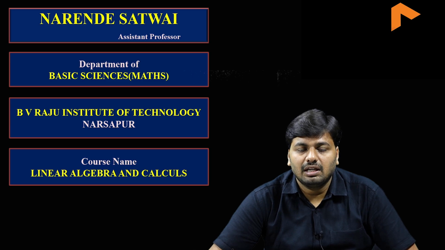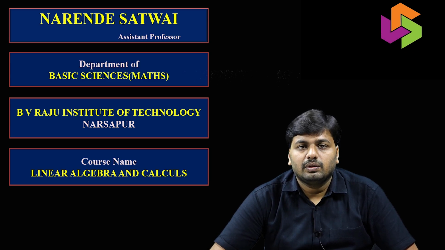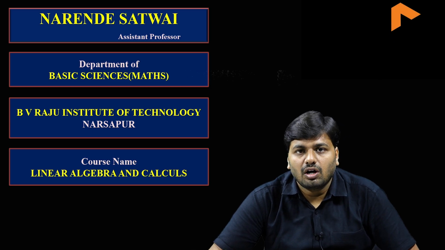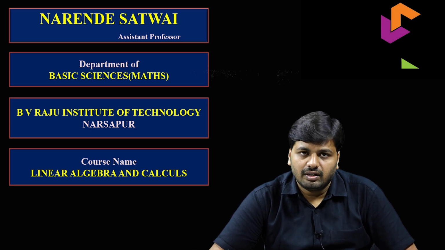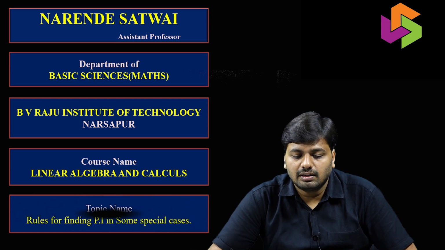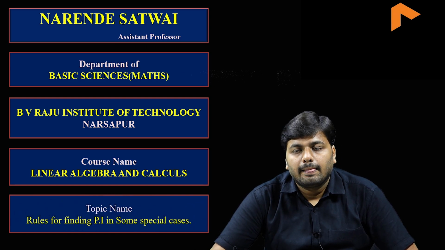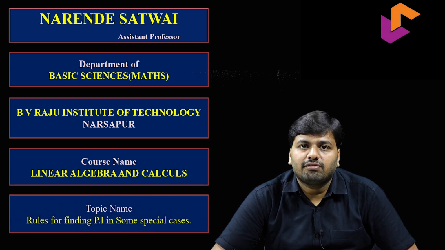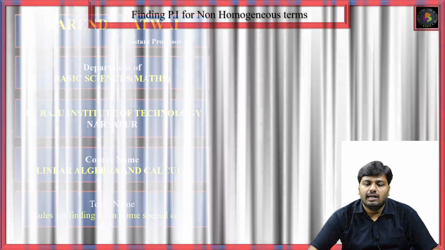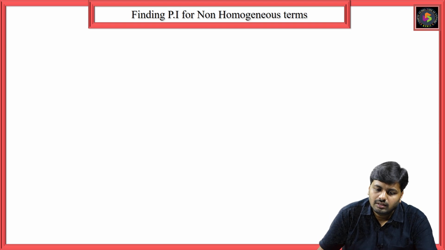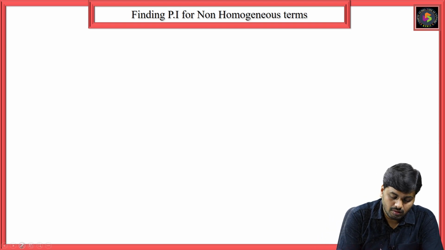In this part, I am dealing with unit 5, finding the particular integral for the non-homogeneous terms, which we call the special cases. In the last module, we finished case 1, that is f of D of y equal to Q of x, where Q of x equals e power x. Now we'll deal with the second case, case 2.